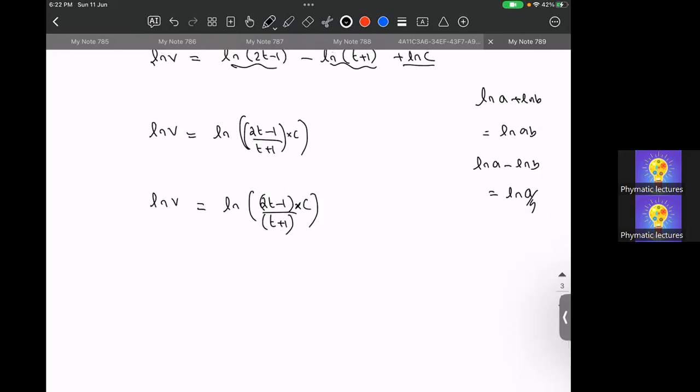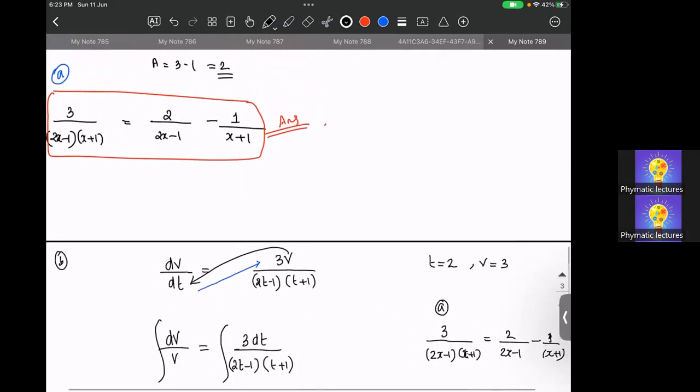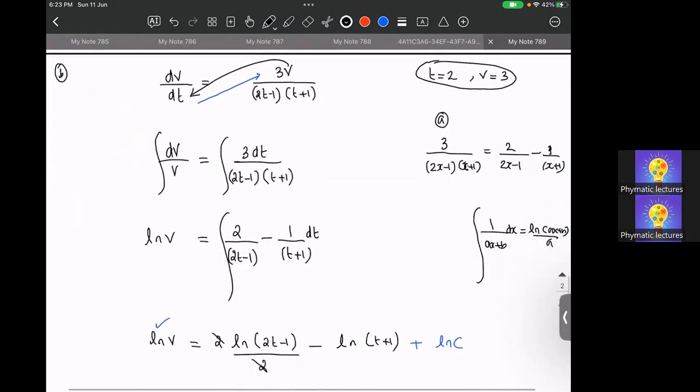So if I'm cancelling ln from both sides by taking e to the power of on both sides, what happens? Ln got cancels. So what we will get? V is equal to (2t minus 1) times c over (t plus 1). But there is one problem. What is that? C is one unknown thing. So how will you find this value C? So if you want to find the value of C, you can use this end condition. When t is equal to 2, v is equal to 3.